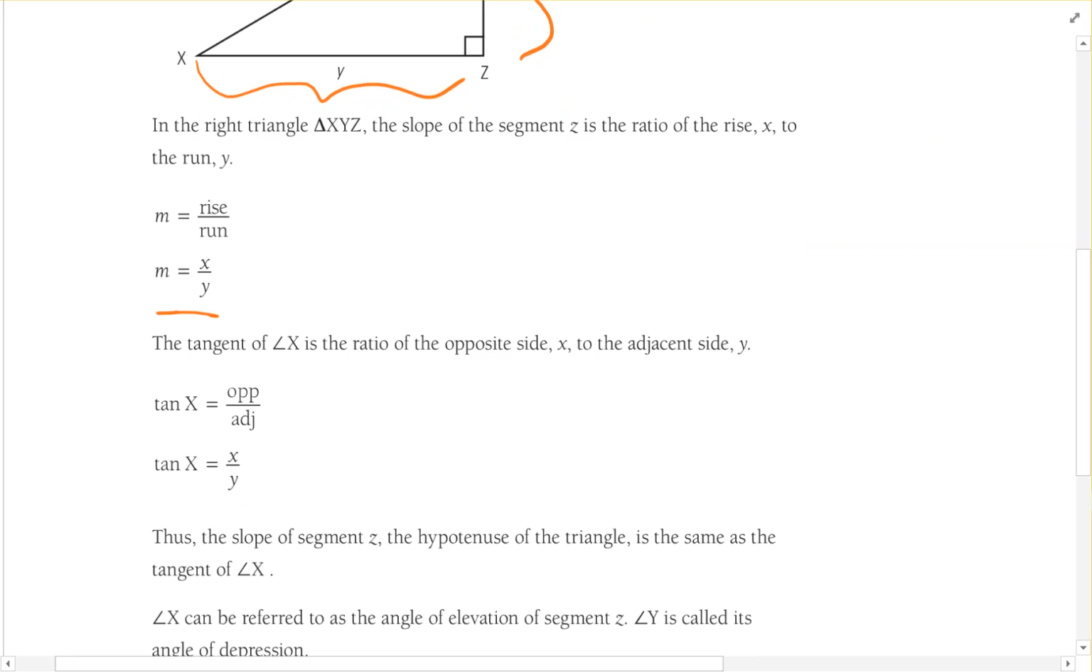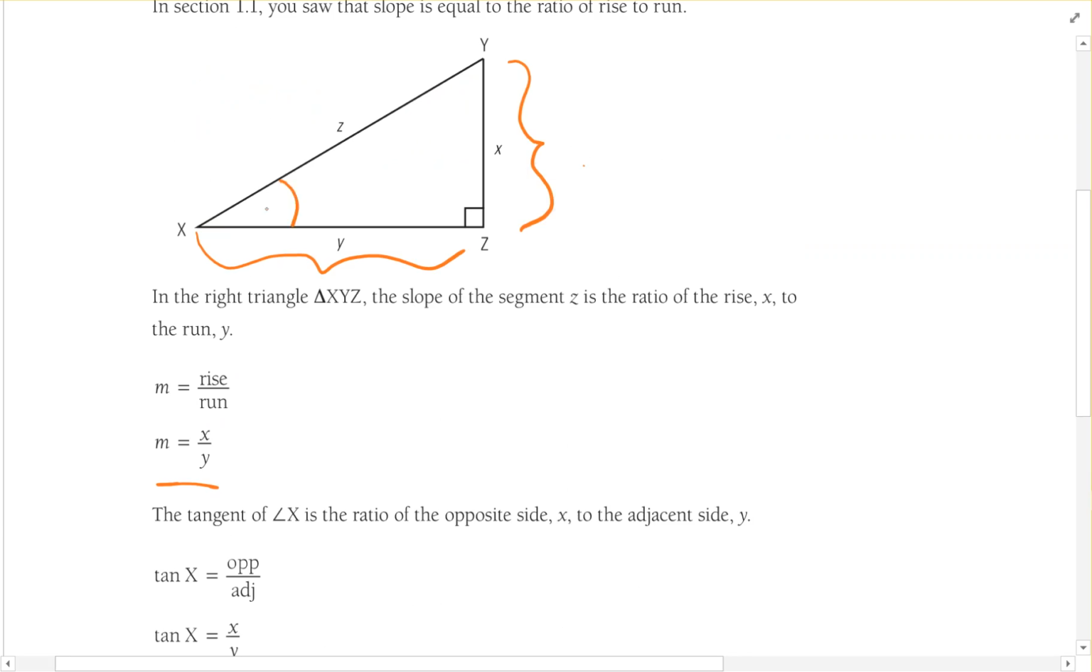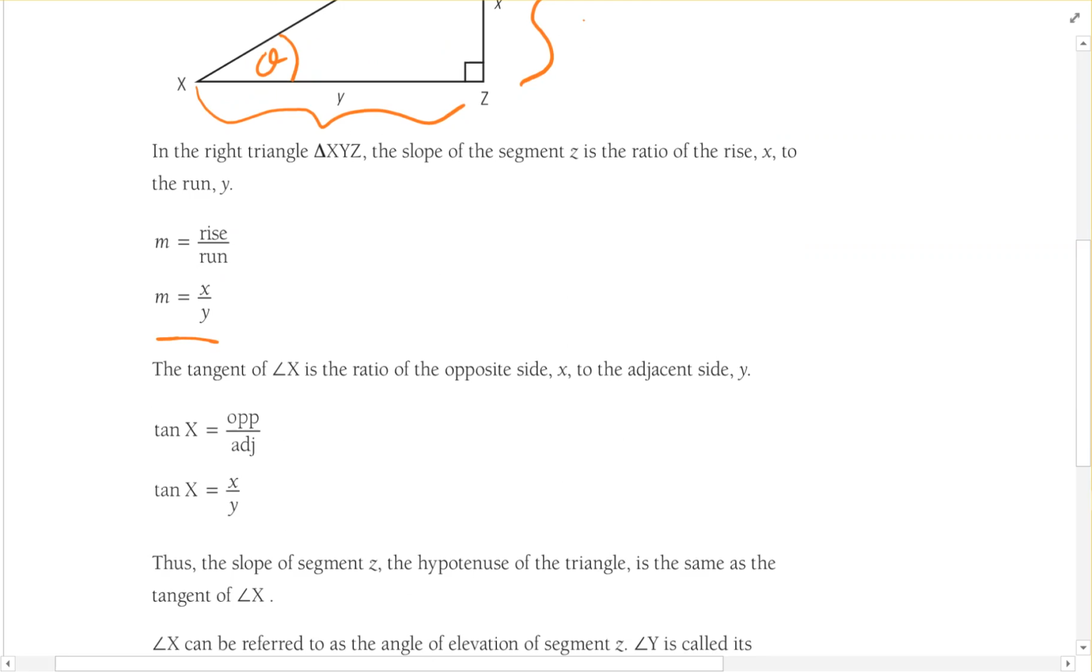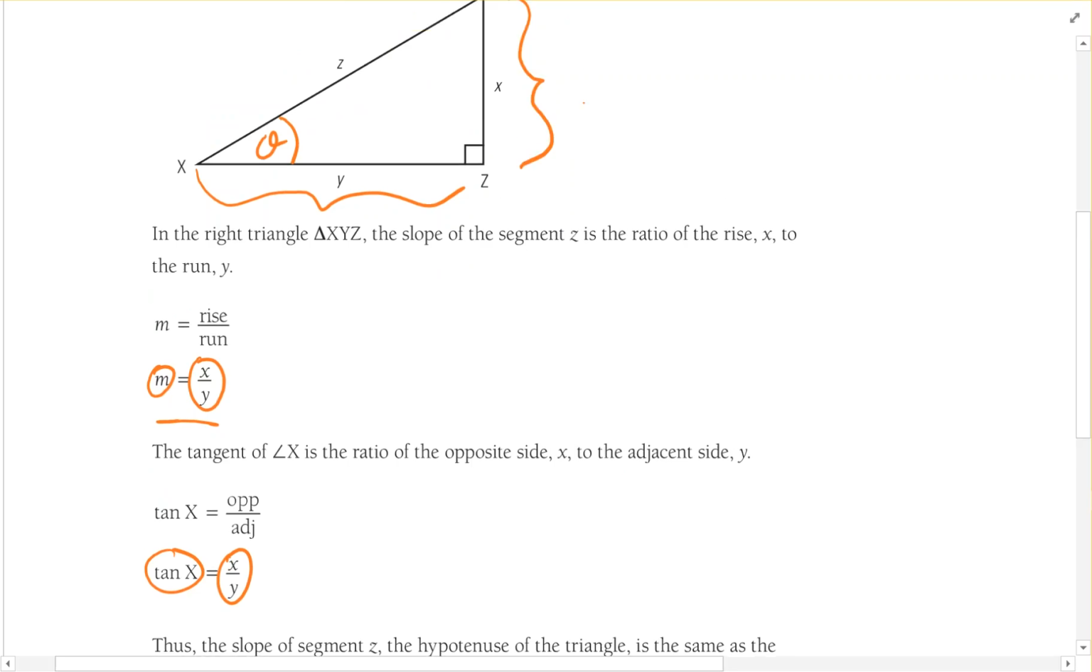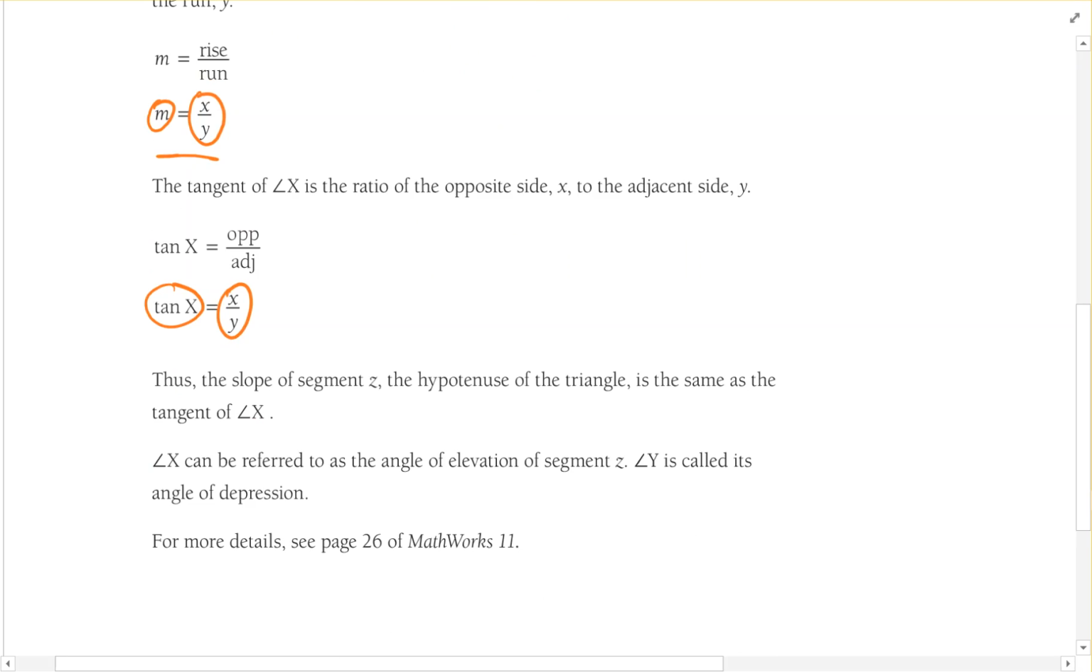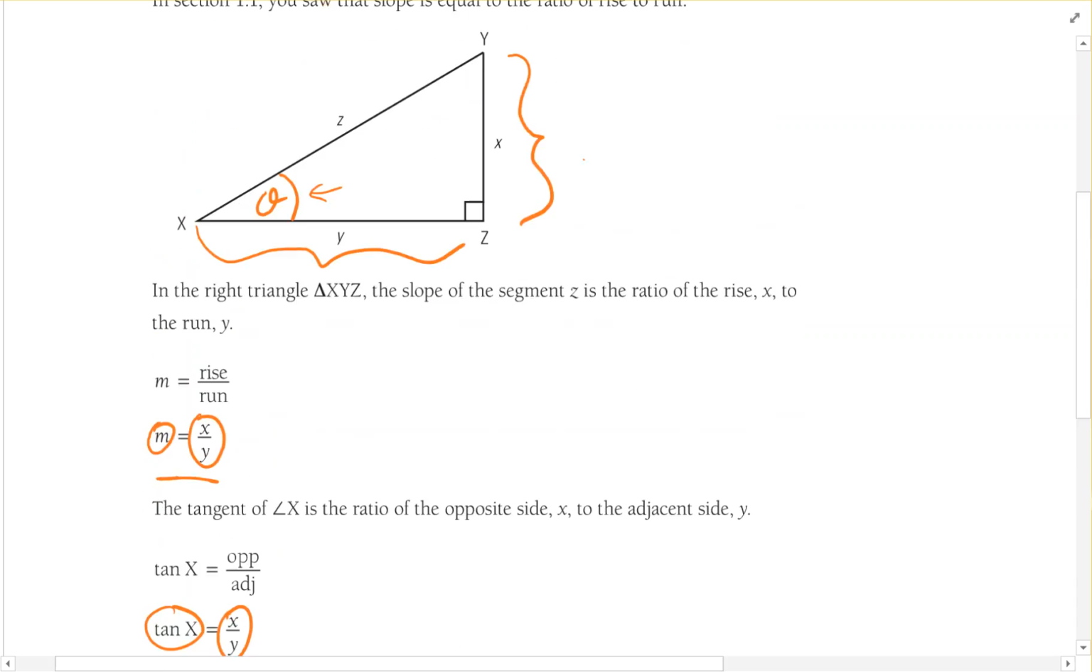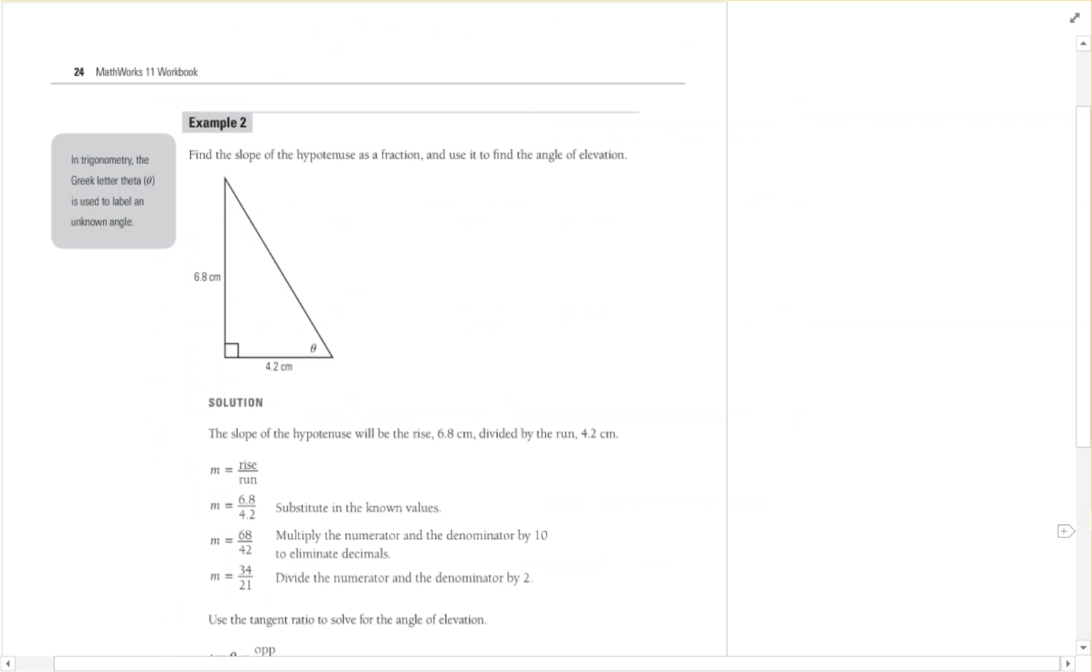Now the tangent of angle x, so we're talking about the tangent of this angle right there, is the ratio of the opposite side x to the adjacent side y. So x over y, they're the same, right? So then if that's true, we have to say that m, the slope, is also just equal to the tangent of that angle. So that's our new thing that we can learn there. It'll make a bit more sense in the example in the next one though.